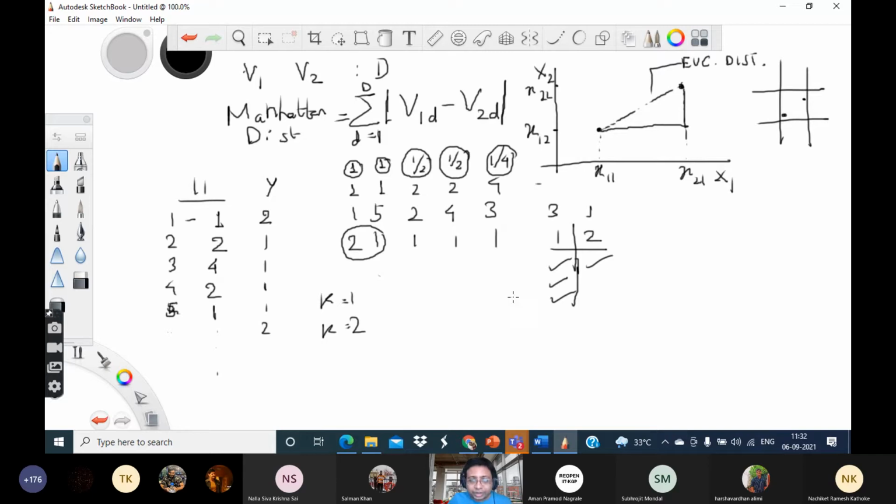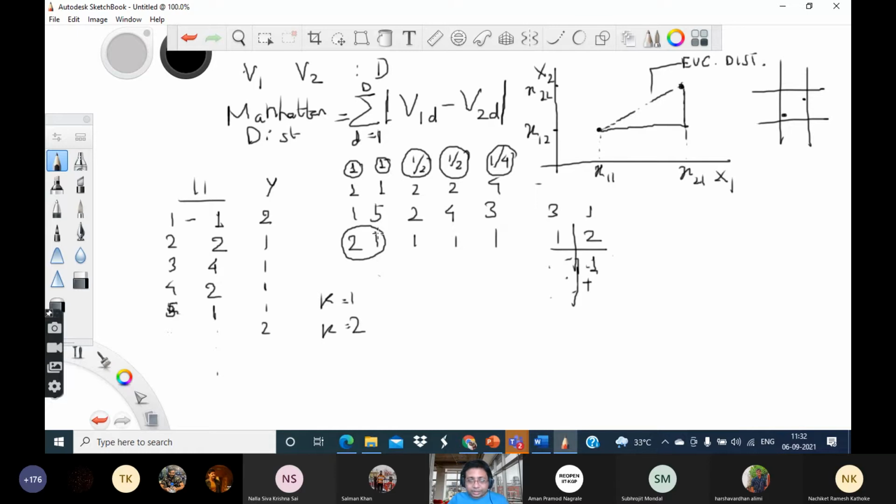So now the only difference is when we are counting the votes. When I count the votes, we are first looking at point number 1. Point number 1 is giving the class label of 2. So for class 2, I get 1 vote.